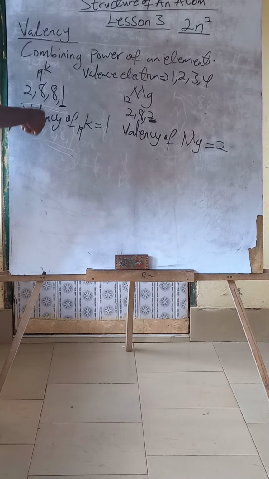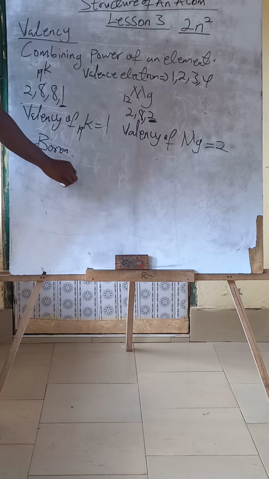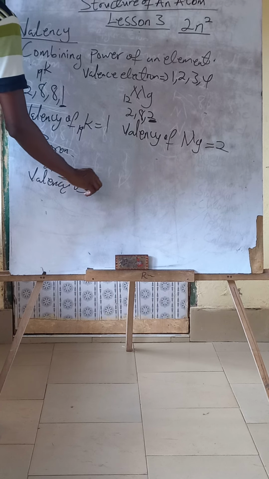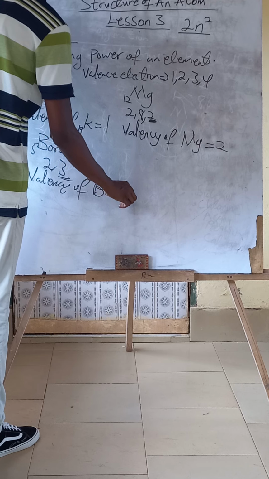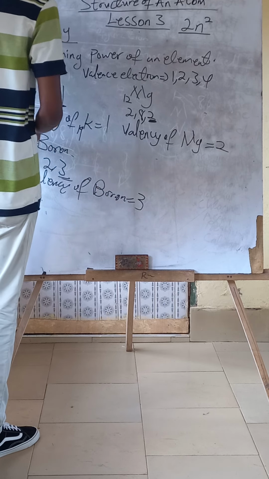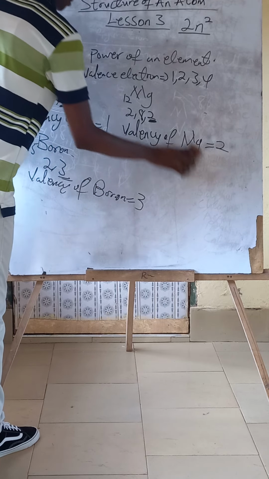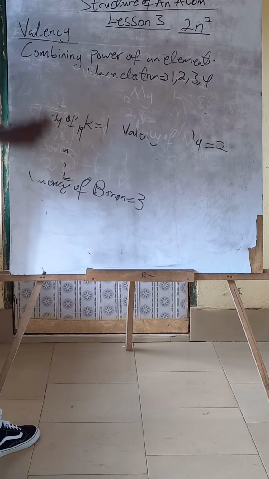Carbon, or let's say boron, atomic number 5. Because the valence electron of boron is 3, the valency of boron becomes 3. So that is that.